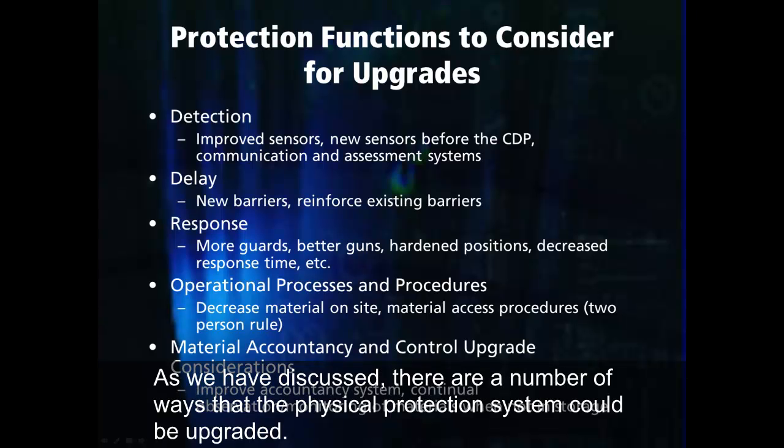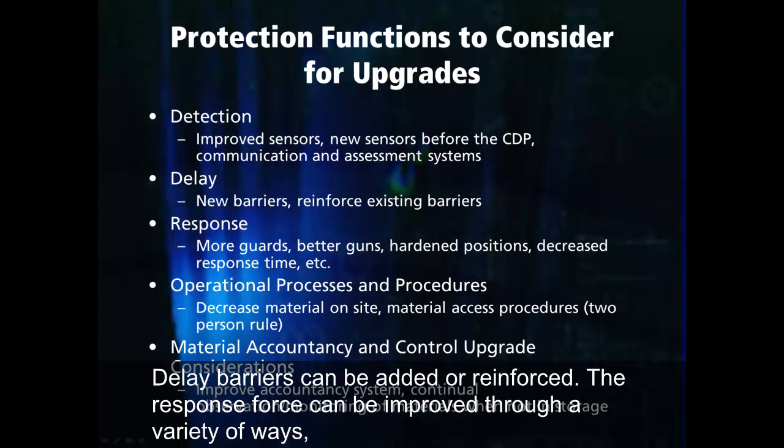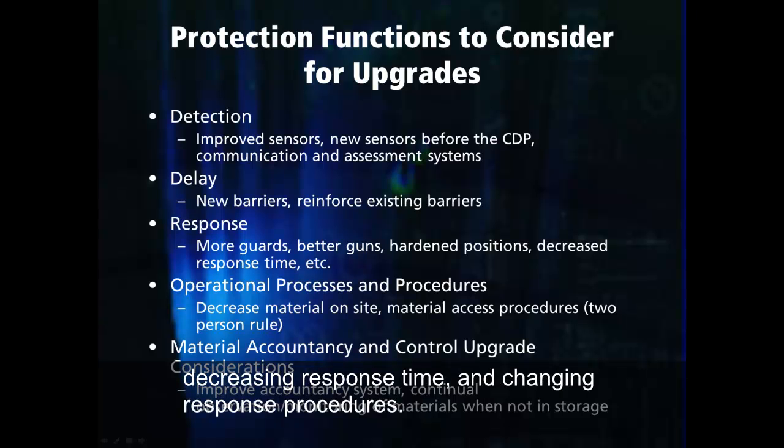As we have discussed, there are a number of ways that the physical protection system could be upgraded. These can include improving detection through installing new or better sensors or improving communication and assessment systems. Delay barriers can be added or reinforced. The response force can be improved through a variety of ways, including adding more guards, upgrading equipment, adding hardened defensive positions, decreasing response time, and changing response procedures.